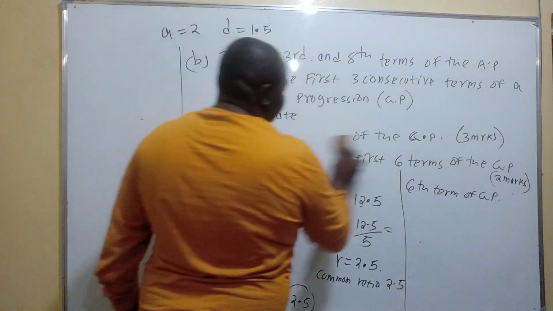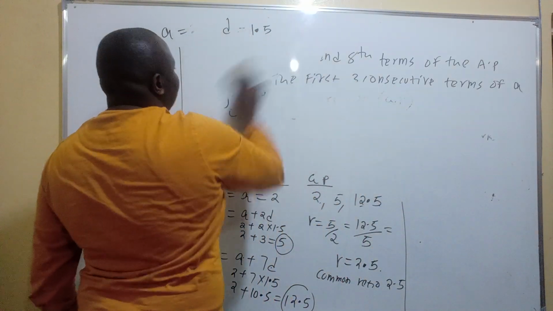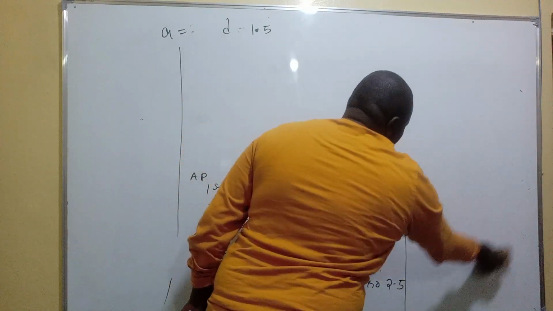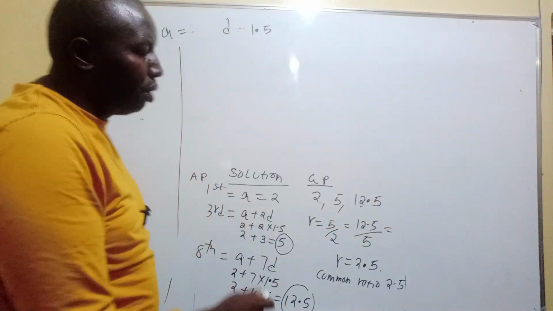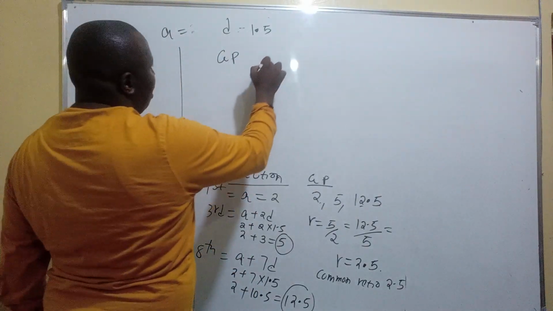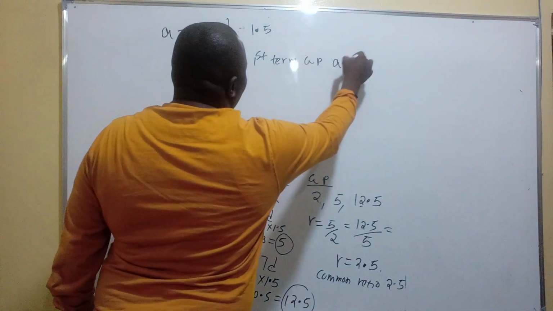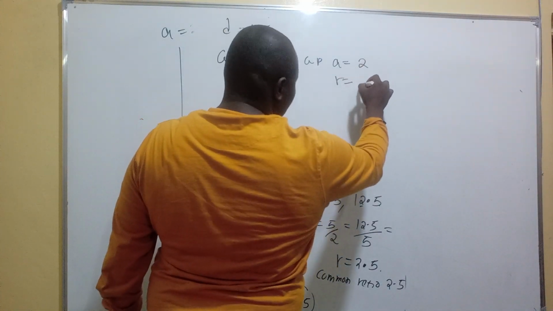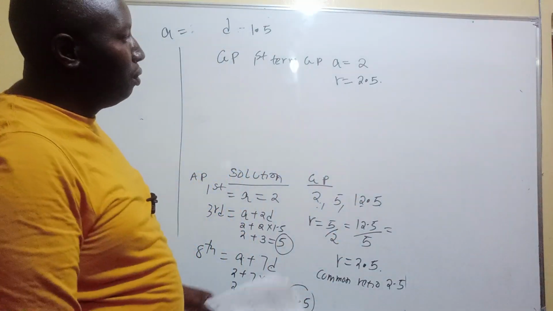So the sixth term of the GP. This is how to deal with this question. The first term of the GP, which is A, is equal to 2. Now R is equal to 2.5.